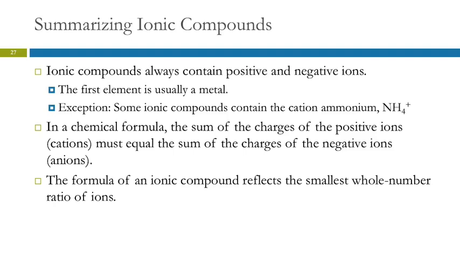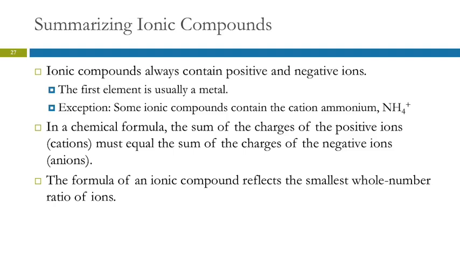So ionic compounds always have positive and negative ions. The first element is usually a metal, and here's that one exception that we need to know about, ammonium ion. The metal comes first. I think of metals as being masculine and the non-metals as being feminine, and so this follows the same pattern as a formal wedding invitation. It's addressed to Mr. and Mrs. John Smith, right? Why do we do it that way? It's just a custom, right?